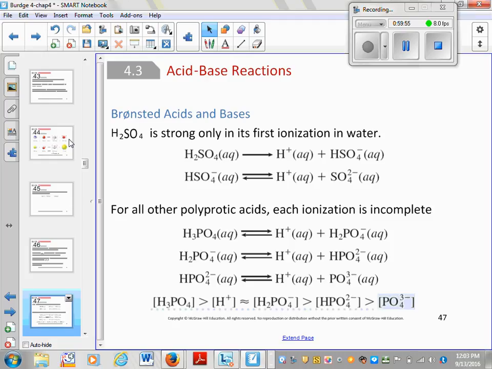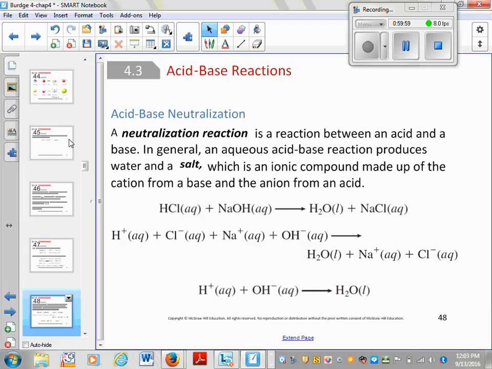And again, don't confuse weak and strong with ability to do damage. Acetic acid, I told you, is very weak in terms of acid, but concentrated acetic acid will burn the skin right off.